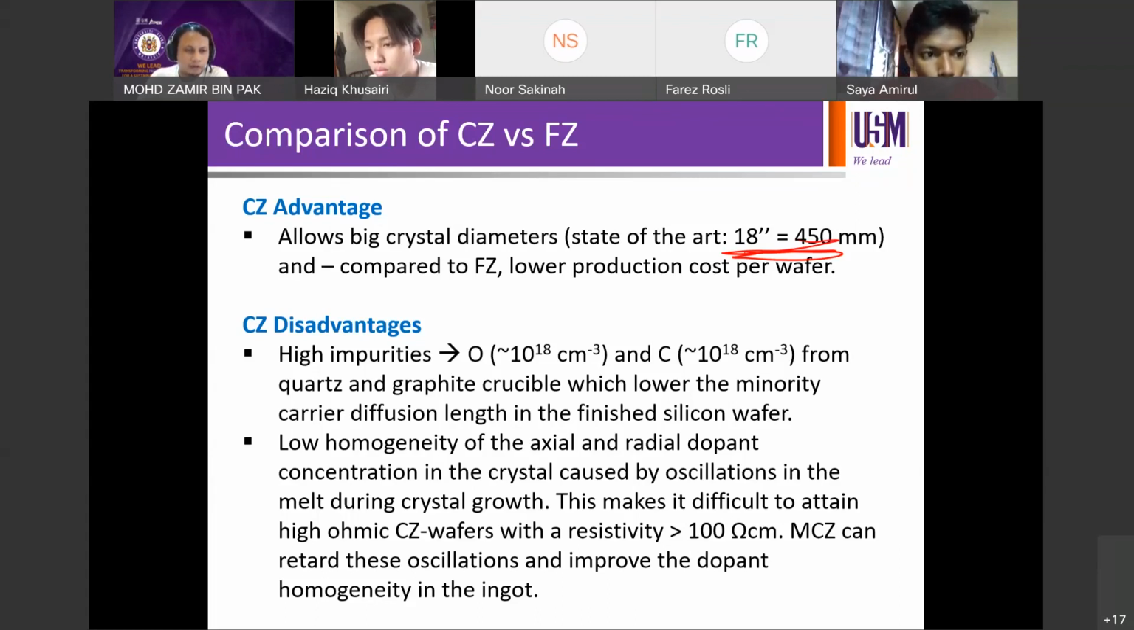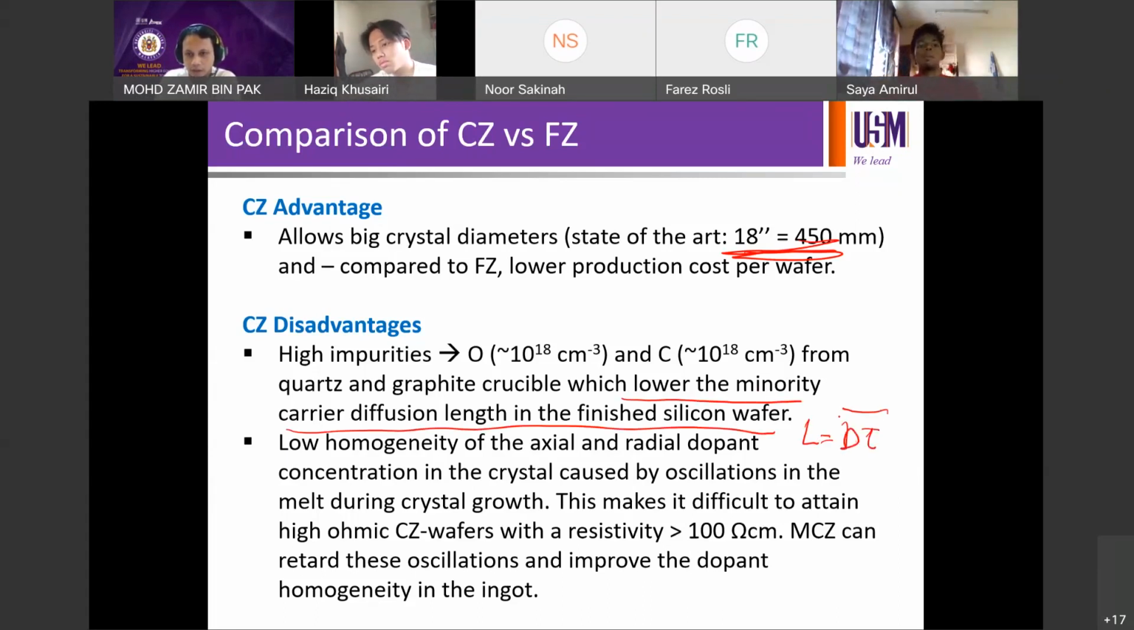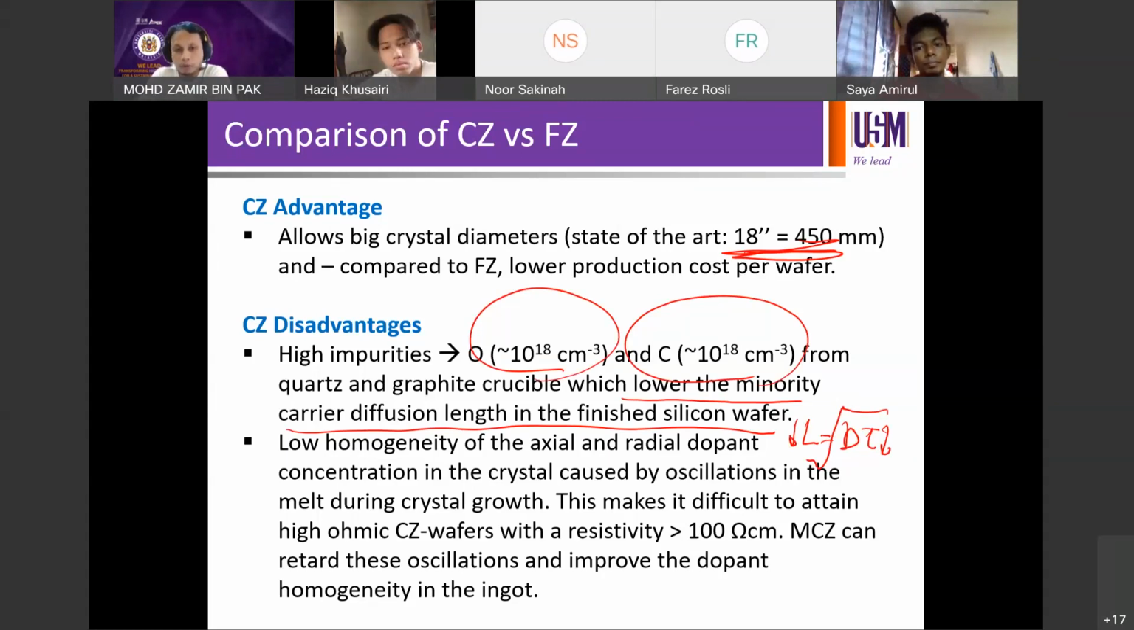Disadvantages of the CZ process: high impurity incorporation, oxygen and carbon, from the quartz crucible and graphite crucible, due to the contact-based process, which lowers the minority carrier diffusion length in the finished silicon wafers. We discussed minority carrier diffusion length last week as well. Remember, if you have more of this oxygen and carbon, then the tau will be lower. As a result, the L will be lower, so the minority carrier diffusion length in the silicon wafers, or in the device eventually, will also be lower.